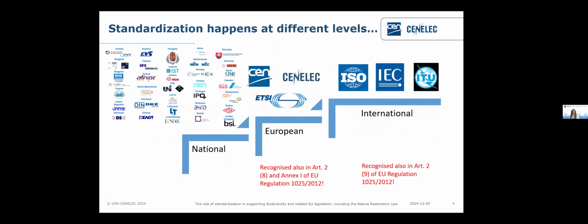So CEN and CENELEC are made up of their national members, which for CEN are national standards bodies, and in CENELEC they are called national committees. And these are also members of ISO and IEC, which are the international counterparts for CEN and CENELEC.